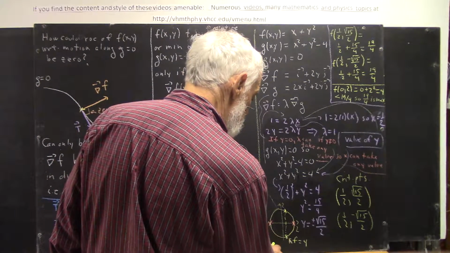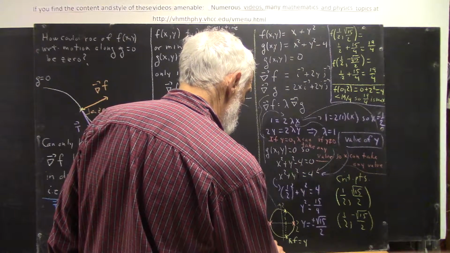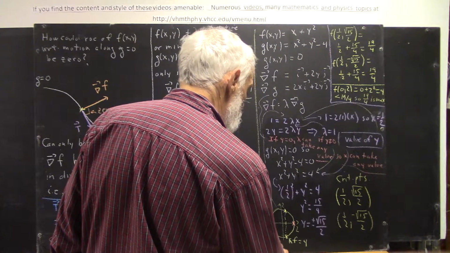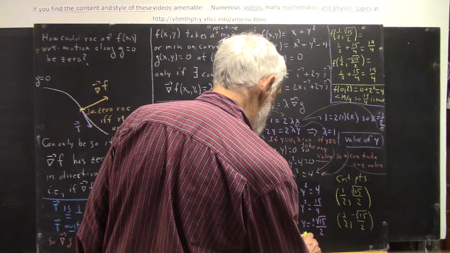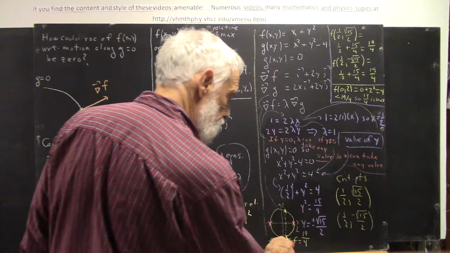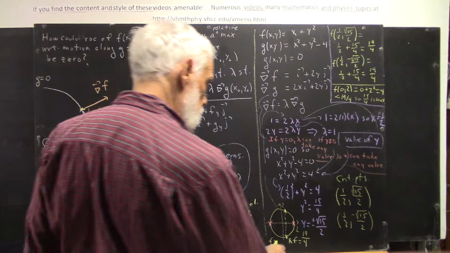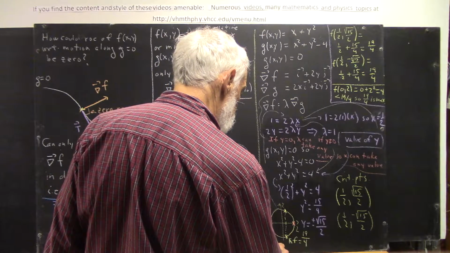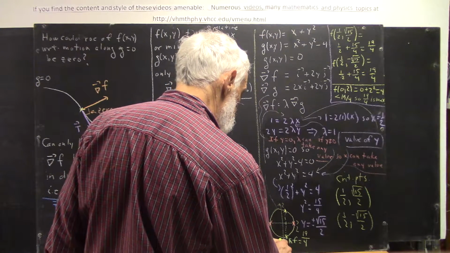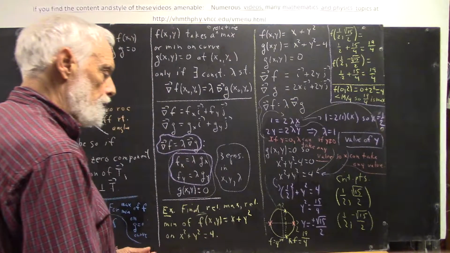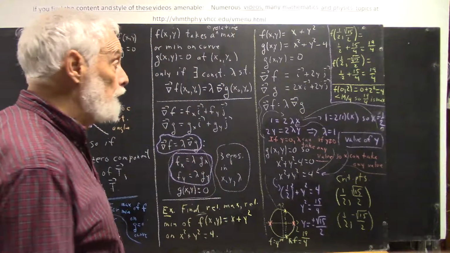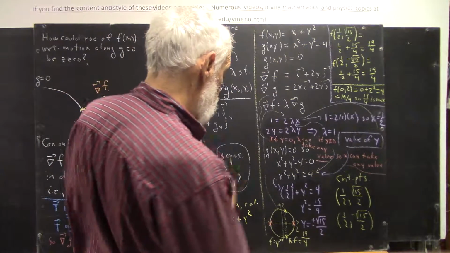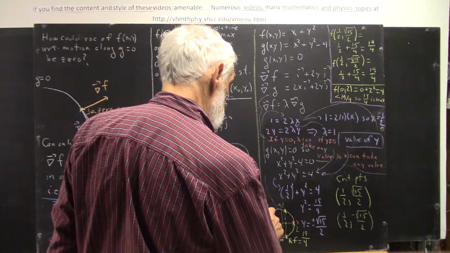At this point here, the value of f, I'm sorry, the value of f doesn't equal 4, it equals 19/4, because this is our critical point, one of our critical points. At this point, f equals 4. At this point, well, that's a point where x equals 2 and y equals 0. Clearly then f of x,y equals 2.